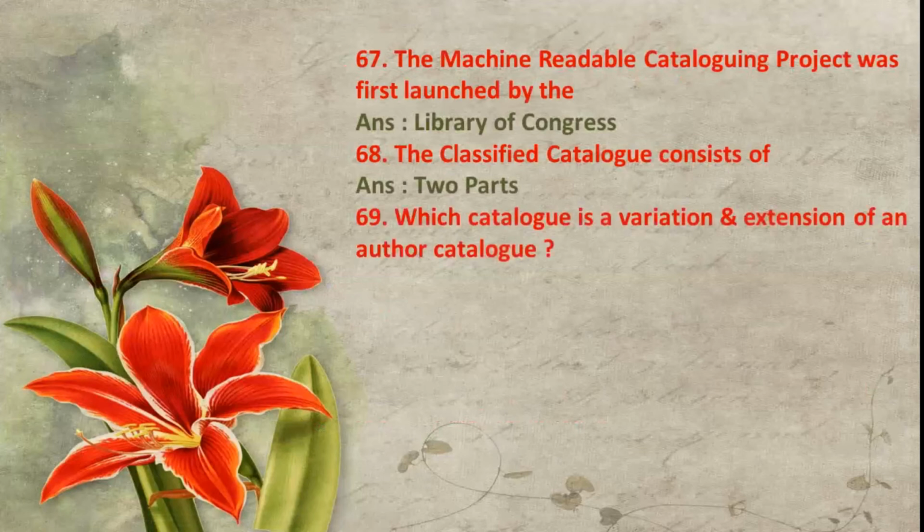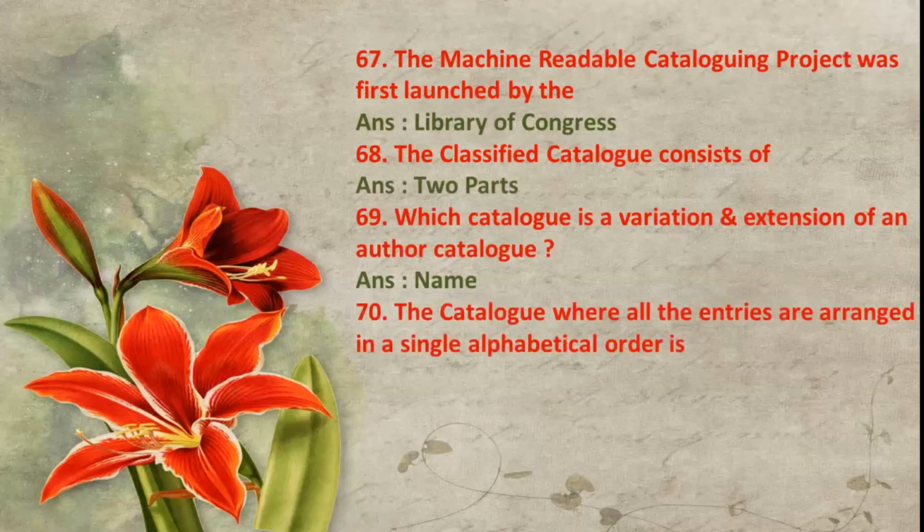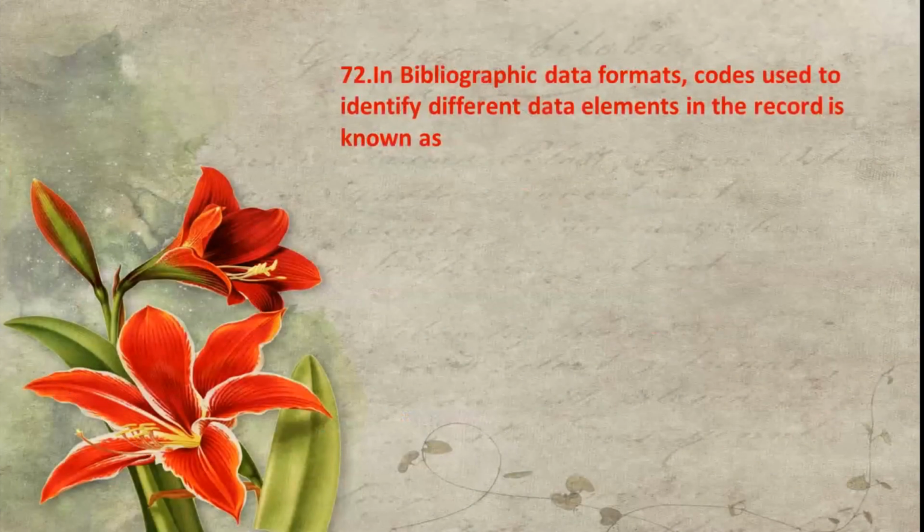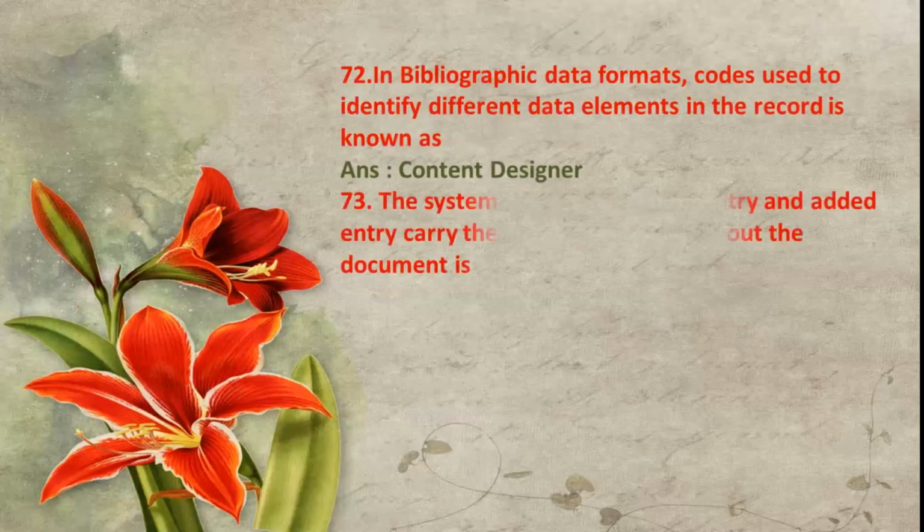Which catalog is a variation and extension of an author catalog? Name. The catalog where all the entries are arranged in a single alphabetical order is dictionary catalog. ALA filing rules was first published in the year 1942. In bibliographic data formats, codes used to identify different data elements in the record is known as content designator.